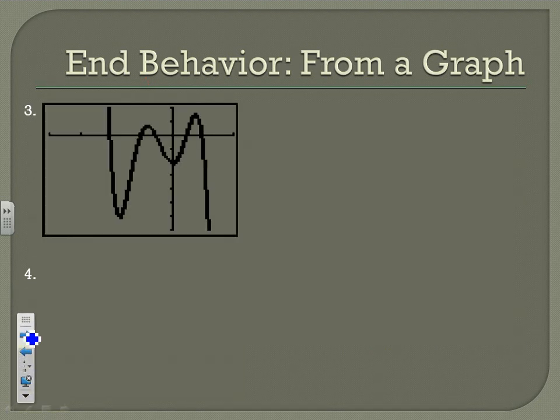All right, taking a look at this one. First of all, I look at my arrows. I got one going up and one going down. So I already know I've got me an odd function because my arrows are going in opposite directions. Okay?